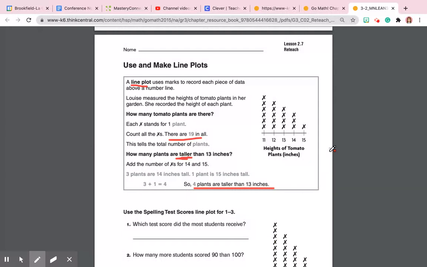I can also, if I don't want to write a number sentence, add by counting the numbers past 13. So I count 1, 2, 3, 4, and it gives me the same number of plants that are taller. So you can do what either way works best for you.